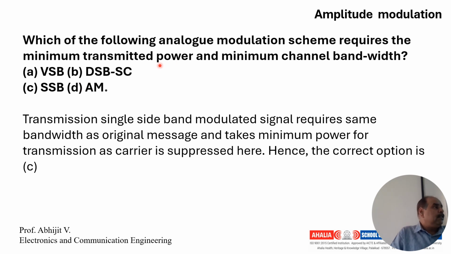And you may know that DSB-SC, the two options B and D are almost the same. No, sorry. In AM you have the carrier also. Here it is suppressed carrier. It is different. Double sideband suppressed carrier. Double sideband full carrier is the amplitude modulated wave.